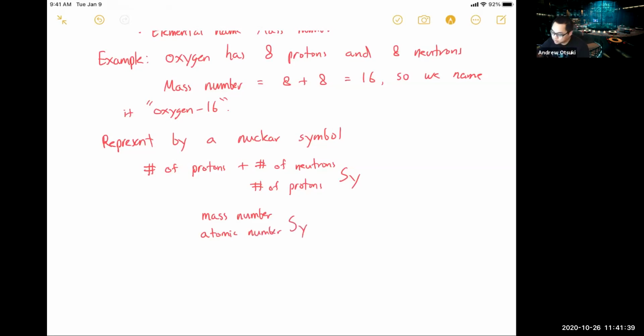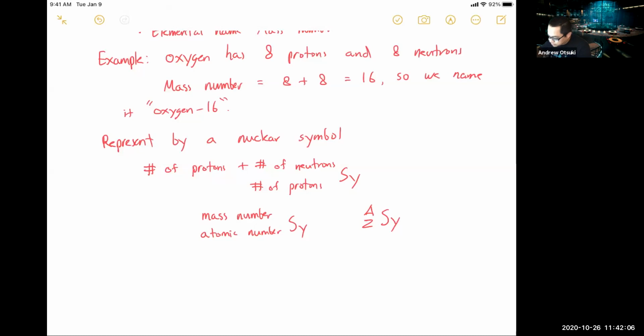Like so. And we could denote this with our symbols A, Z, and the element symbol. So the bigger number always comes at the top, because the mass number has both the protons and the neutrons. Z only has the proton number. So always when you're writing a symbol, have the bigger number on top. You know you're wrong if you have the bigger number on the bottom.